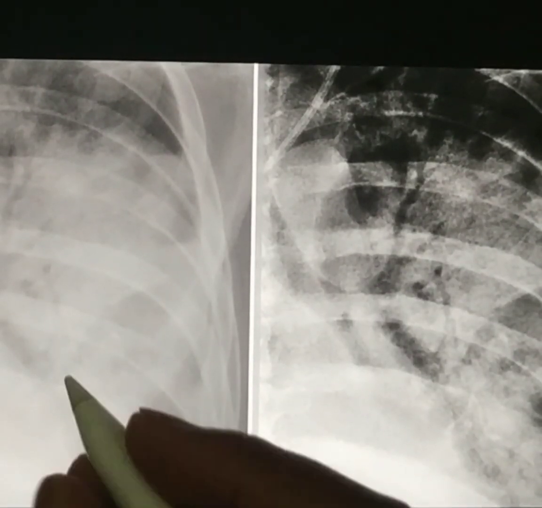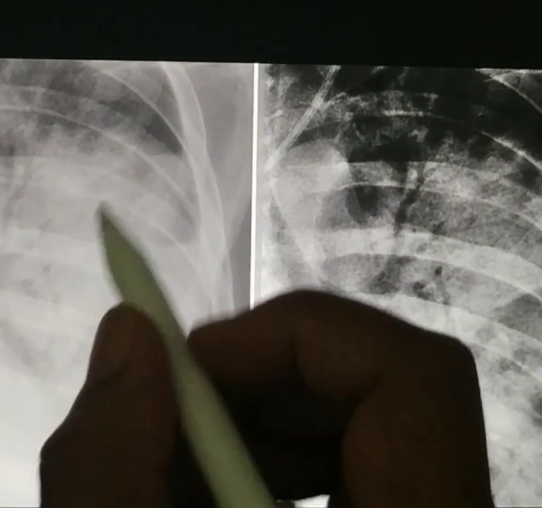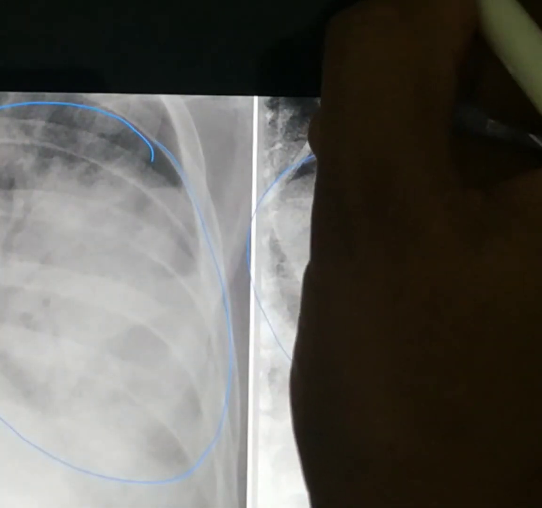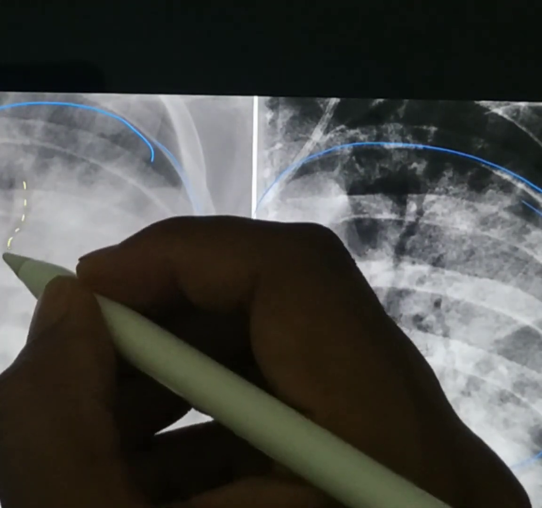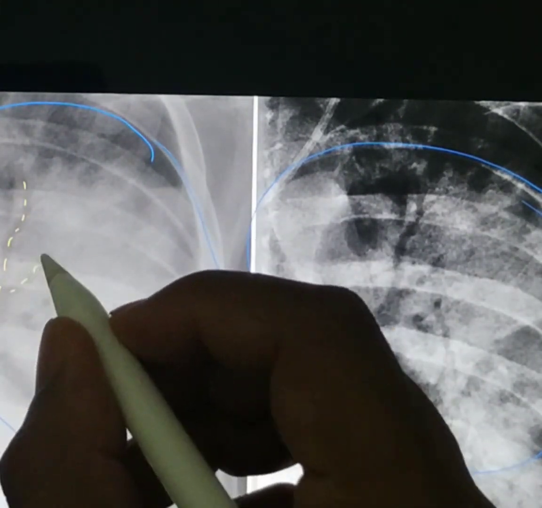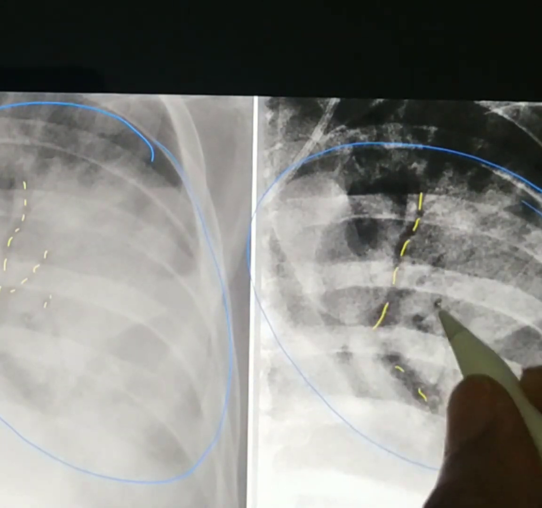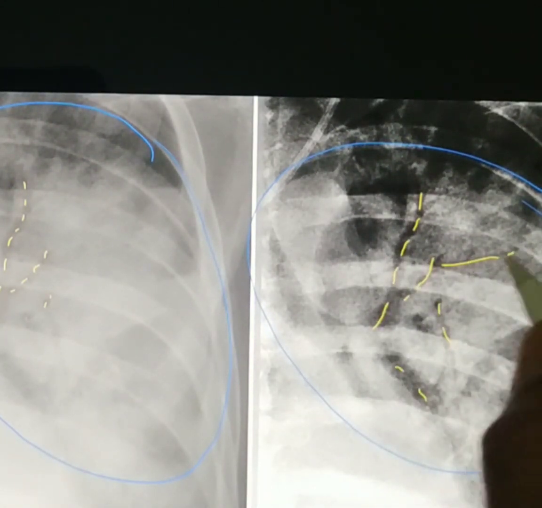These two are the X-rays of the area of consolidation. This whole is the area of consolidation. In this X-ray, you can see the air bronchogram sign. These are the black linings. Here also, you can see this is the air bronchogram sign, which are the markings of bronchioles.